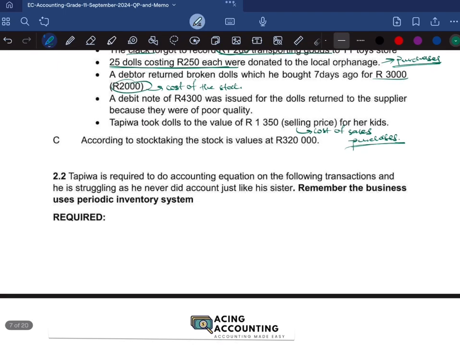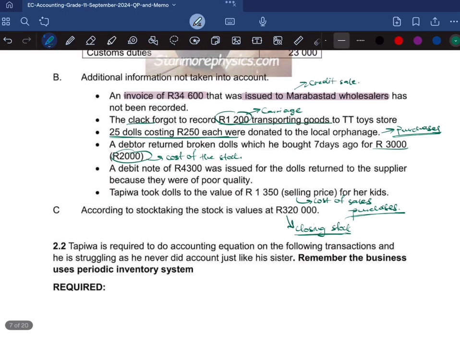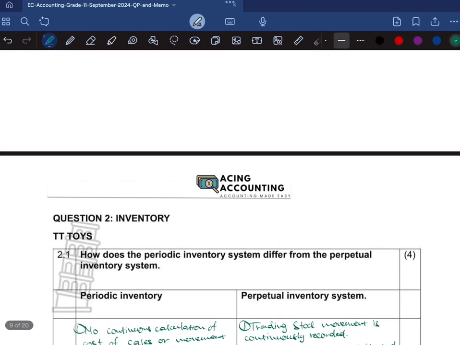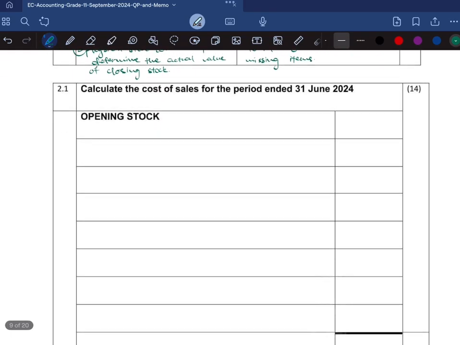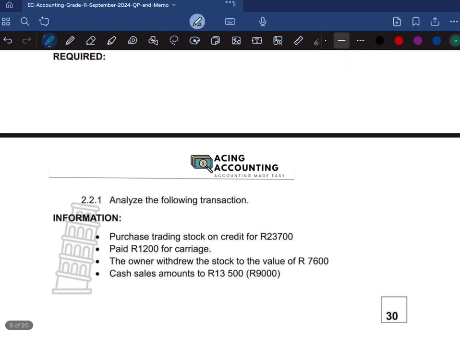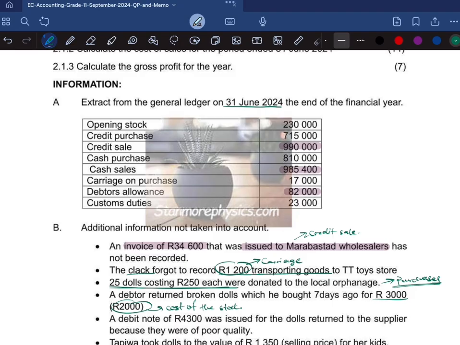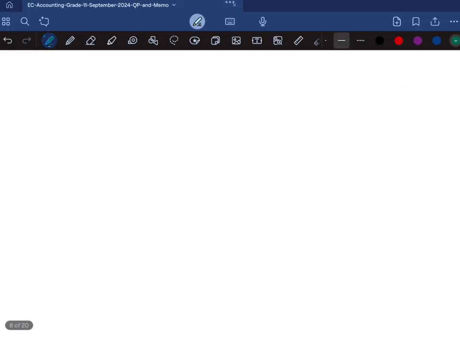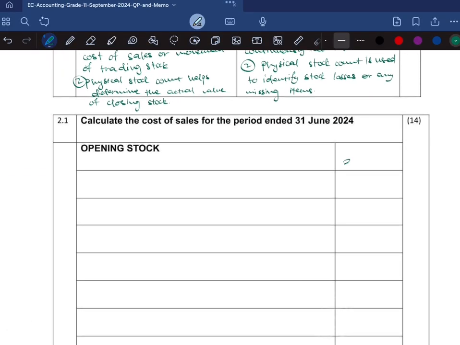And then the last, information C, says that according to the stock taking, the value of the stock is 320,000. So this is the value of our closing stock. All right. Hope that was easy and clear. But now let's get to the most important part, which is plugging in the information in our answer book. In our answer book, we're given the opening stock. Let's see how much we had. We're given 230,000. So let's have 230,000 here.